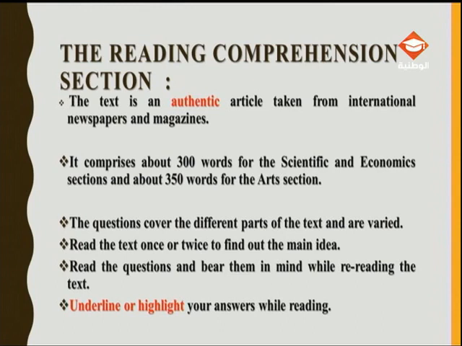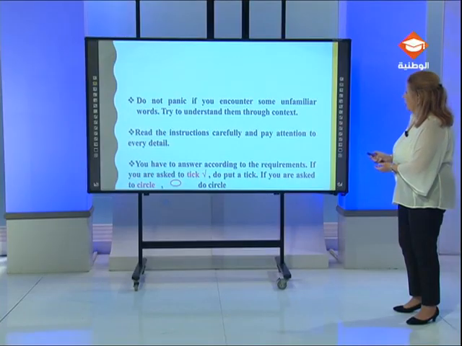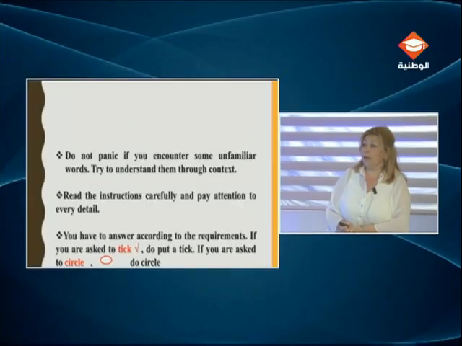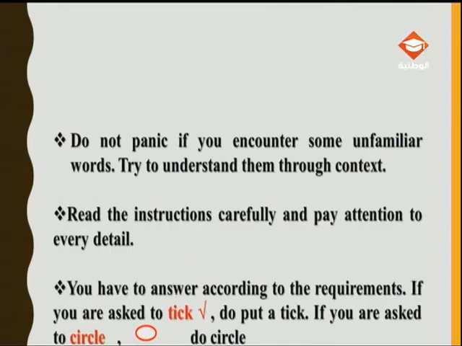The first step when dealing with the reading comprehension is to read the text once or twice to find out the main idea. Then, we advise you to read the questions and bear them in mind while rereading the text. A good way would be to underline or highlight your answers while reading. That's very important. Do not panic if you encounter some unfamiliar words. Try to understand them through context.